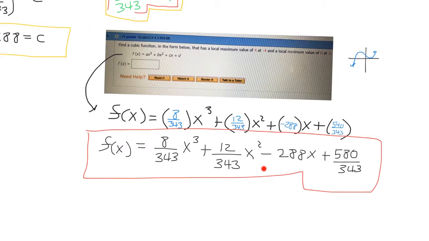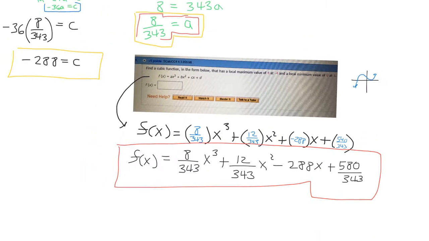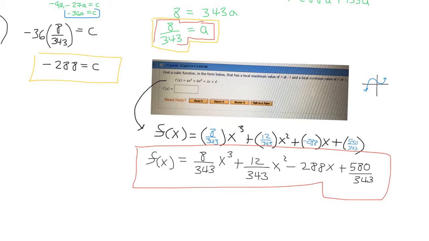Okay, so before we move on to the next problem, I actually realized there was a slight careless mistake, and it has to do with c. With regards to c, the careless mistake is the fact that the numerator is negative 288, but we still should have this denominator of 343 underneath. All right, so let me just write that.